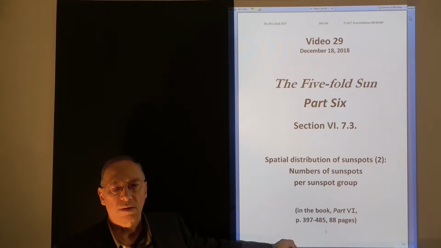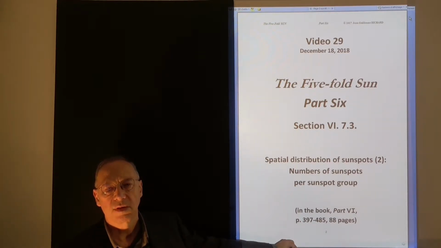Today we will go on in the discussion of the distribution of sunspots, spatial and numerical distribution of sunspots at the solar surface, and we will concentrate on the estimation of the numbers of sunspots per sunspot group.